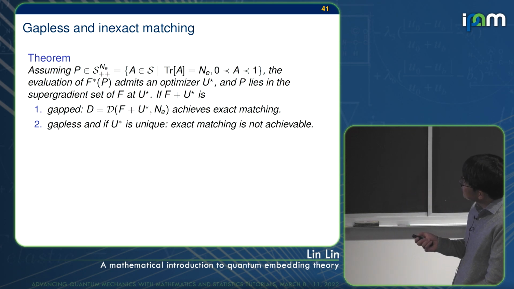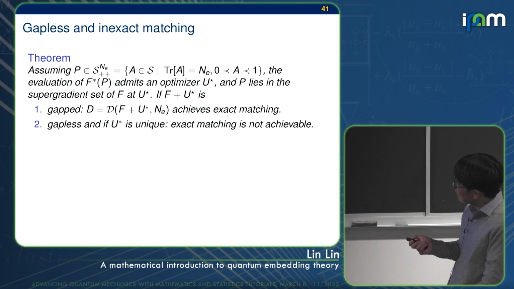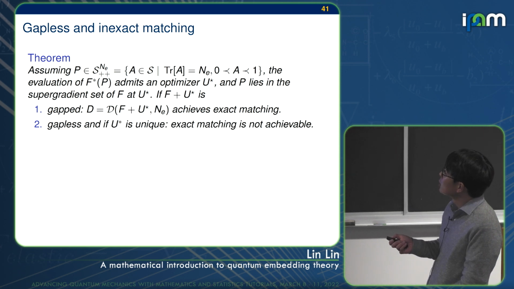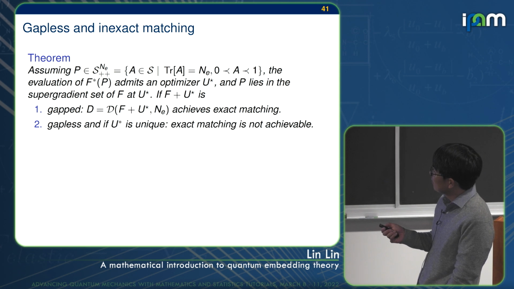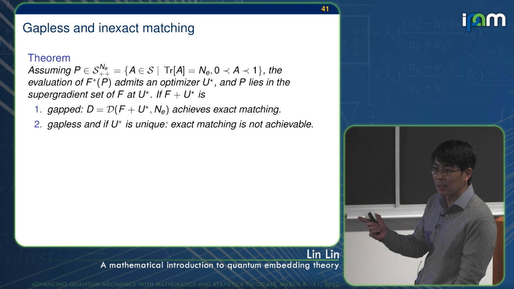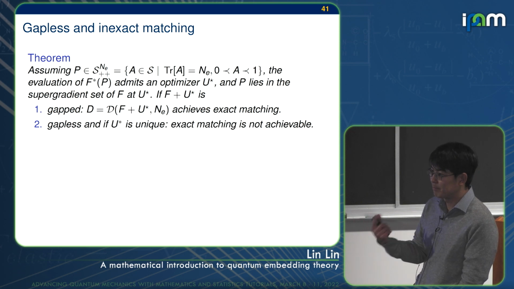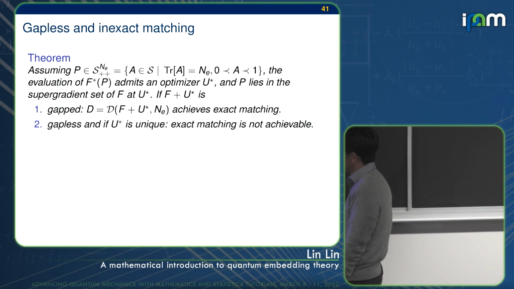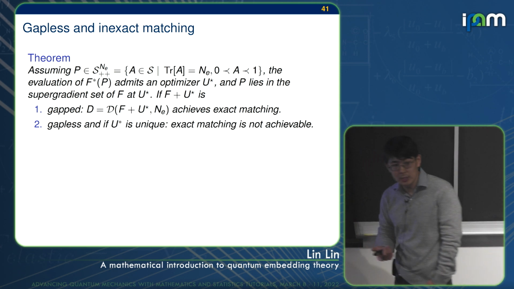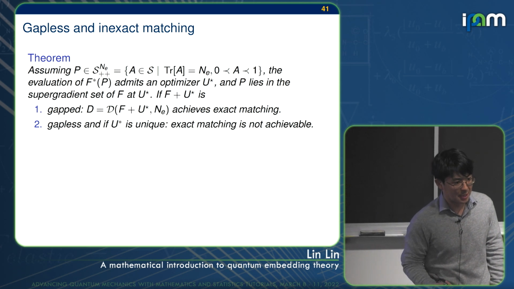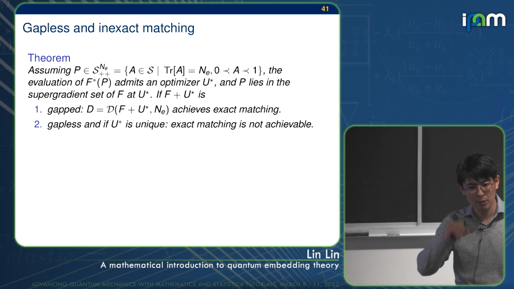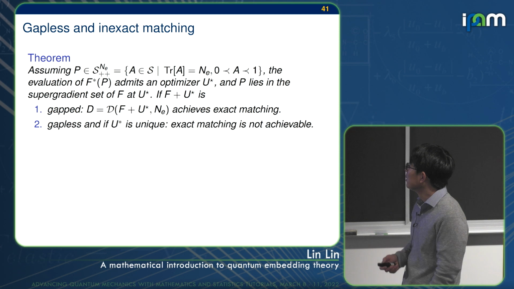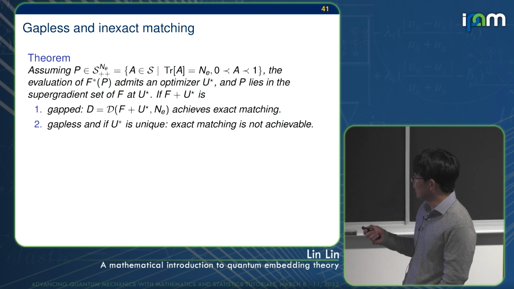So the theorem says this. You need to make an assumption a little bit stronger, which is P is given not only just bounded between 0 and 1, but it cannot reach 0 and 1. Otherwise, you have some bad cases, corner cases. And then the evaluation of this dual functional always admits an optimizer. I don't know whether it's unique, but there's an optimizer called U star. And this P technically lies in the so-called supergradient set of F dual.